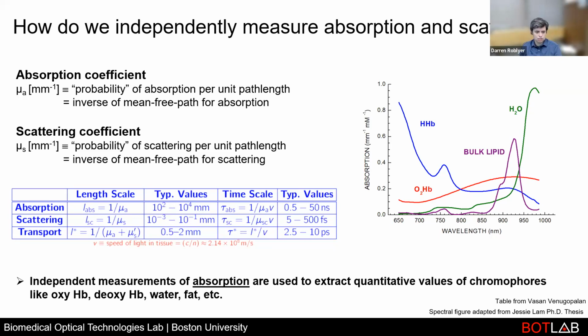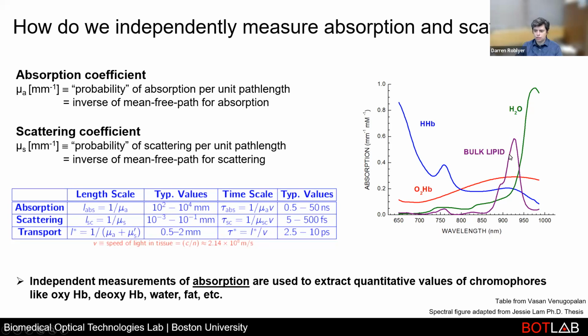Scattering is much stronger in tissue than absorption. You can also see this for time scales. Between absorption events, you can expect a photon to travel tens of nanoseconds versus tens or hundreds of femtoseconds for scattering. But the idea here is if we can measure absorption, and if we can measure it at multiple wavelengths, then we can use it to extract quantitative values of what we call chromophores, or absorbing species in the tissue.